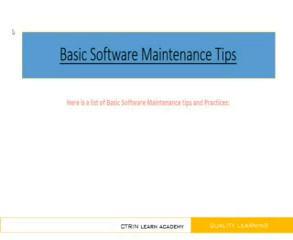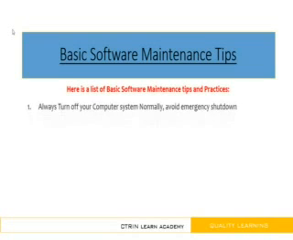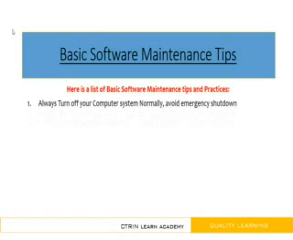For basic software maintenance tips, the first one is to always turn off your computer system normally. Avoid emergency shutdown. Avoid a situation where you're using your computer and because of absence of power it goes off by itself. That is not a good thing for the software, because it confuses and causes problems in the software codes, as the computer is writing them while it's serving you. Always ensure you turn it off normally.